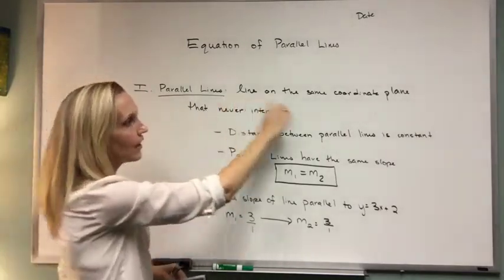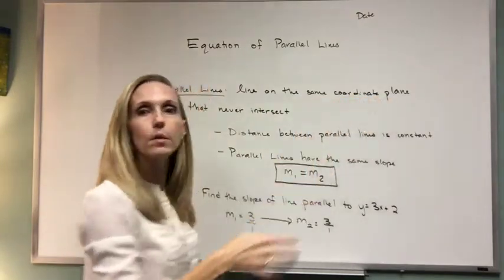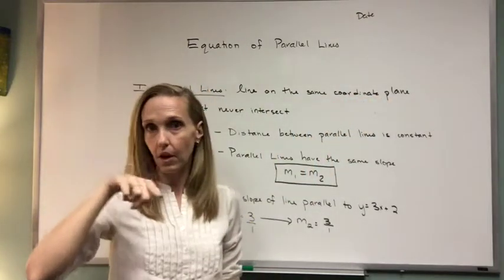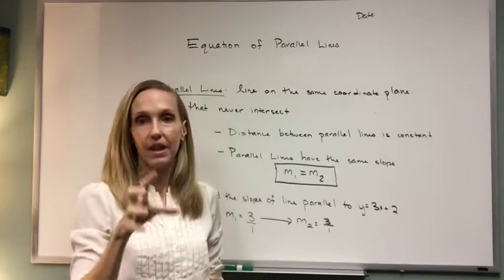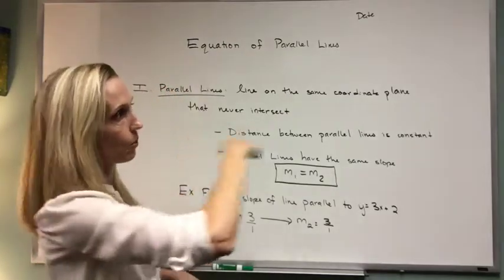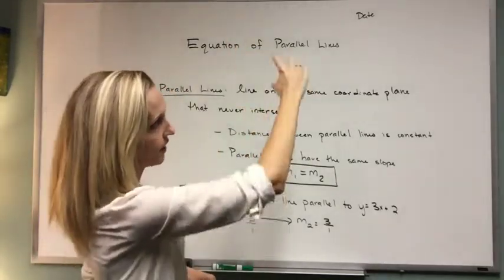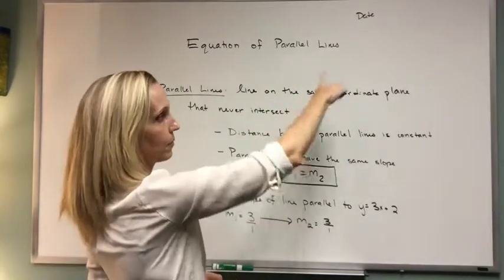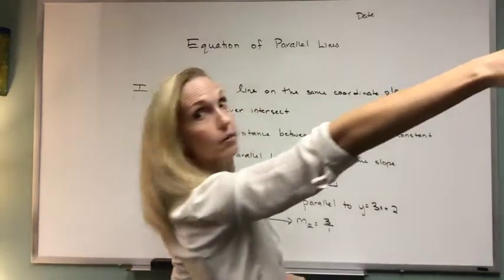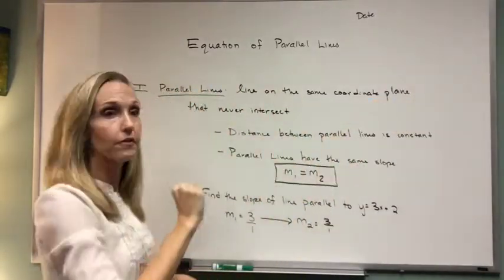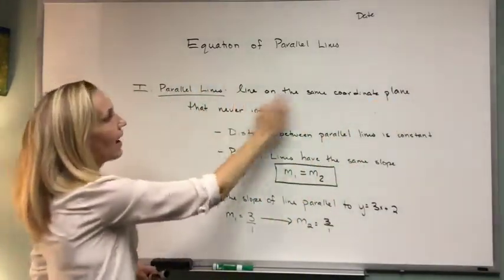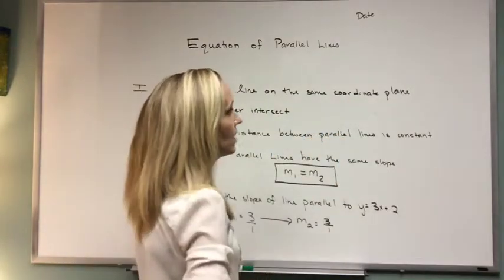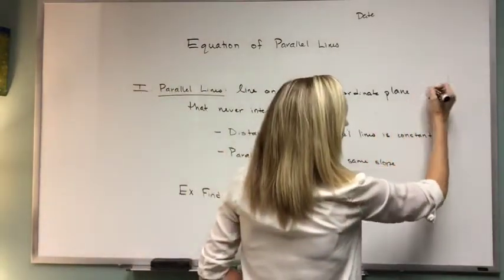Parallel lines, they have to lie on the same coordinate plane. And what we mean by coordinate plane is when you graph on that XY, that's a coordinate plane. So they lie on the same coordinate plane. So you're going to graph them on the same XY chart. So it's not like you're going to have one line here on my coordinate plane and then another line over there. They have to be on the same graph. So they lie on the same coordinate plane, which again is just your XY graph.